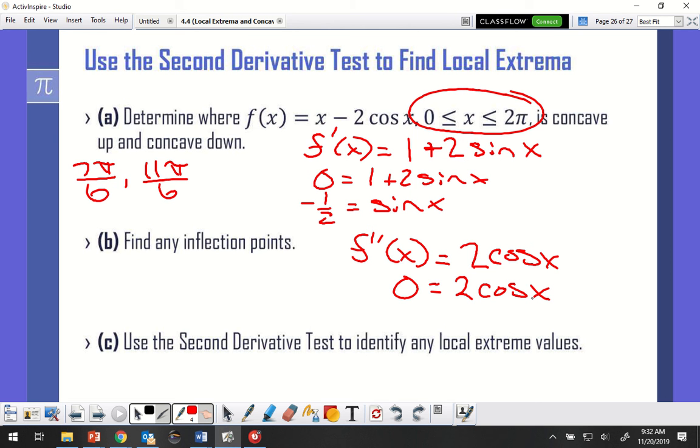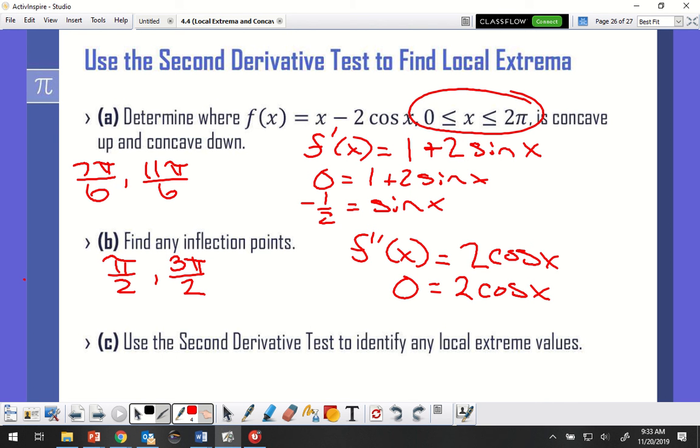So where is cosine equal to 0? On my entire wheel, pi halves. So it's pi over 2 and 3 pi over 2. Very good. So I got inflection points. Those are places where it's going to be changing concavity, isn't it? And the second derivative test is for finding local extreme values. We'll get to that one, but I'm still trying to answer the first one.